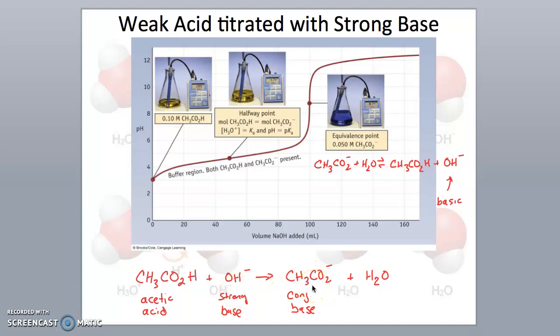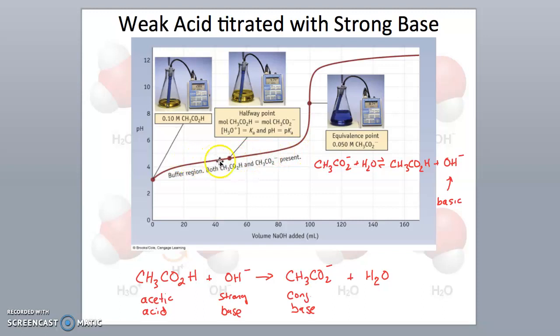Now remember, with the strong, our product was just water. Well, now we're producing a conjugate base. So, what does that mean? Well, if we're adding a small amount of the hydroxide ion and it gets consumed, we're producing this conjugate base, and what we're creating is a buffer solution. We've got a weak acid and its conjugate base, and you can see that buffer region in this area here. This is what we call the buffer region.